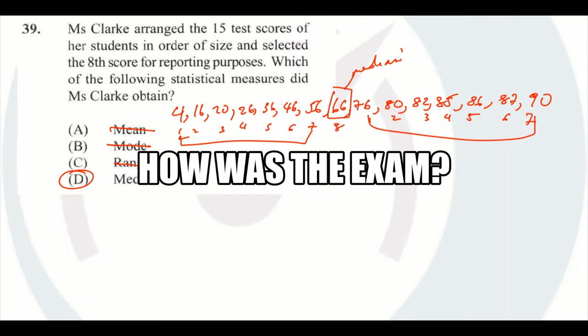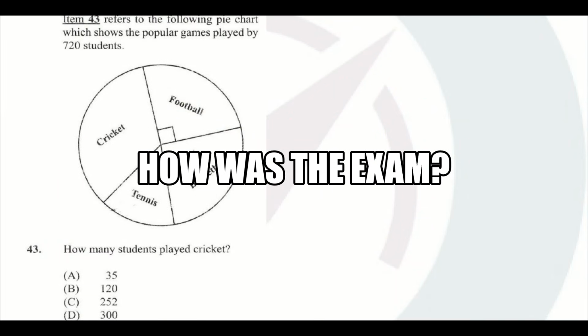Next. Item 43 refers to the following pie chart, which shows popular games played by 720 students. This question looks a bit familiar. Alright, so we have 36. Oh, this one is nice. They have them in both degrees and percentage. So we have 36 degrees, this is 90 degrees here, and this is 30%. We need to find the missing cricket angle, because we want to know how many students play cricket.